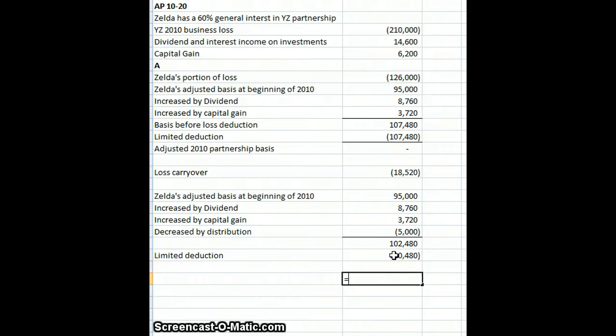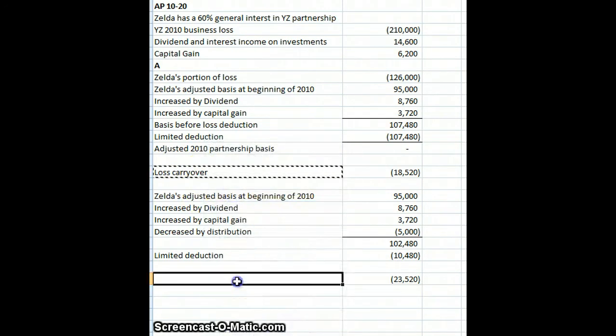and my carryover will be increased by $5,000. So that loss carryforward is going to go to $23,520 that we'd be able to offset in future years.